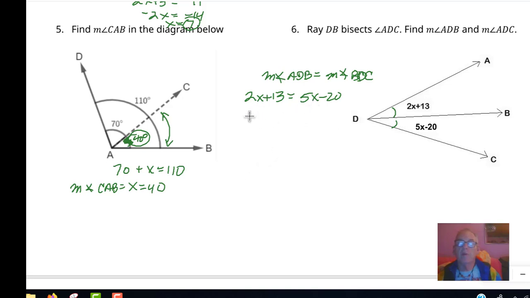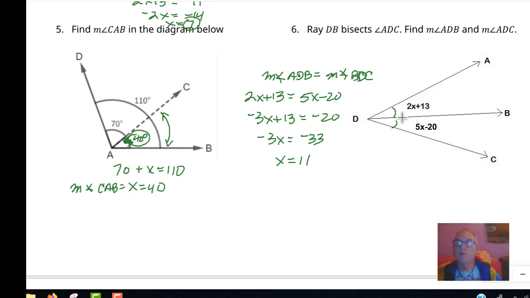Take away 5x from both sides: minus 3x plus 13 is equal to minus 20. Take away 13 from both sides: minus 3x is equal to minus 33. Divide both sides by negative 3, and we get x is equal to 11.